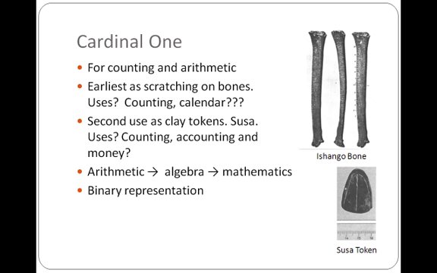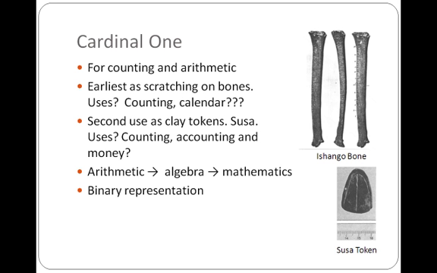The cardinal one is the one we use more often. It's for counting and arithmetic. Its earliest was as scratchings or etchings on bones. But you can see the bone in the picture, the Ishango bone. It has these notches carved in it, and it's not quite known what they were used for, but they're very deliberate, as you can see. Could be a calendar, it could be some sort of counting, or some sort of record keeping. The second use was in clay tokens.